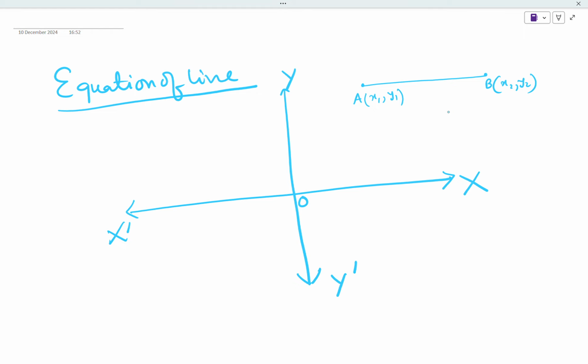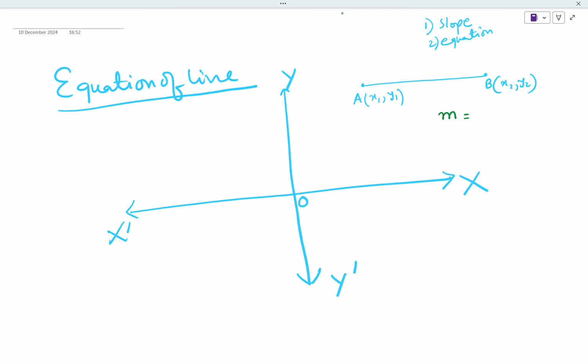But before finding the equation, there is another preliminary step that we need to follow, which is to find the slope of this line. Without finding the slope, we will not be able to compute the equation of this line. So finding the slope is the first primary step that you should understand, and then only we'll be able to compute the equation.